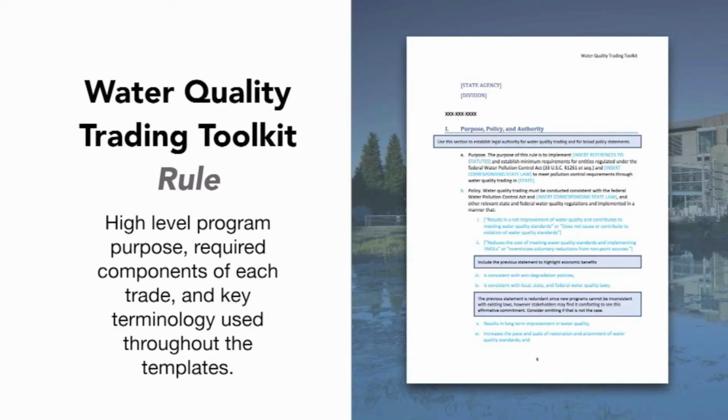Ultimately, state discretion is going to be the main driver of how much information and how much detail goes into each level of state policy. The state rule provides the high-level program purpose, required components for each trade, and key terminology that's used throughout the templates and would be used throughout the multiple levels of state policy. Because the templates are meant to work together, it can be helpful to first review the rule, which lays the foundation for program structure and terminology throughout.